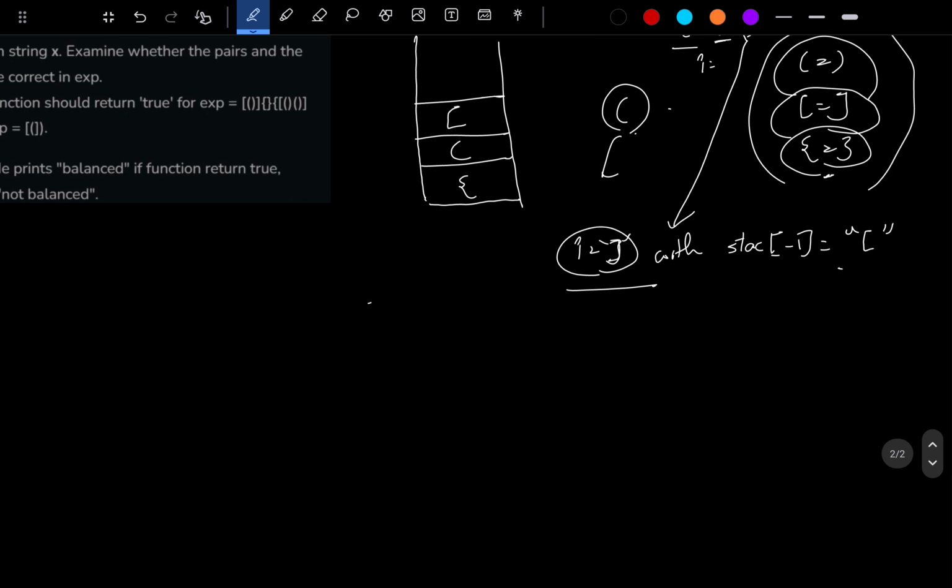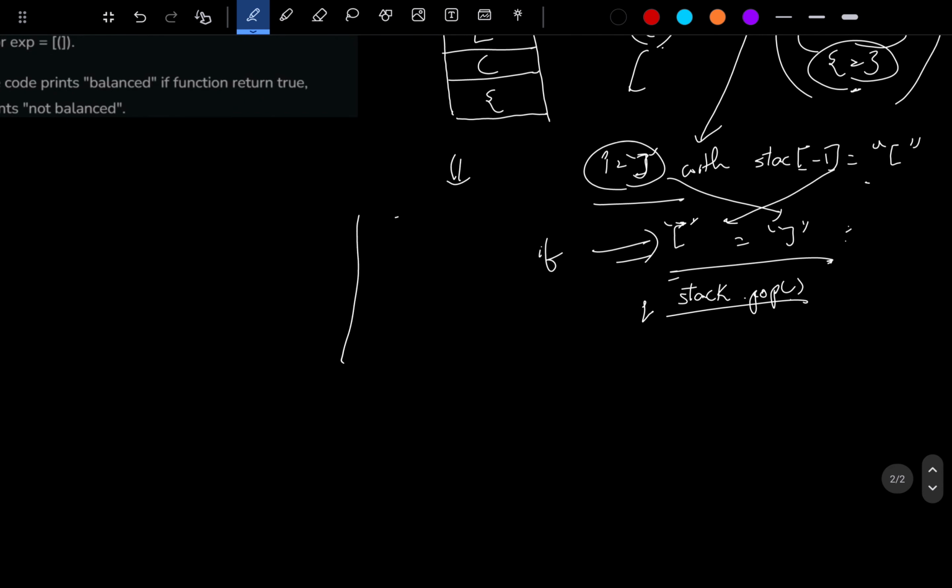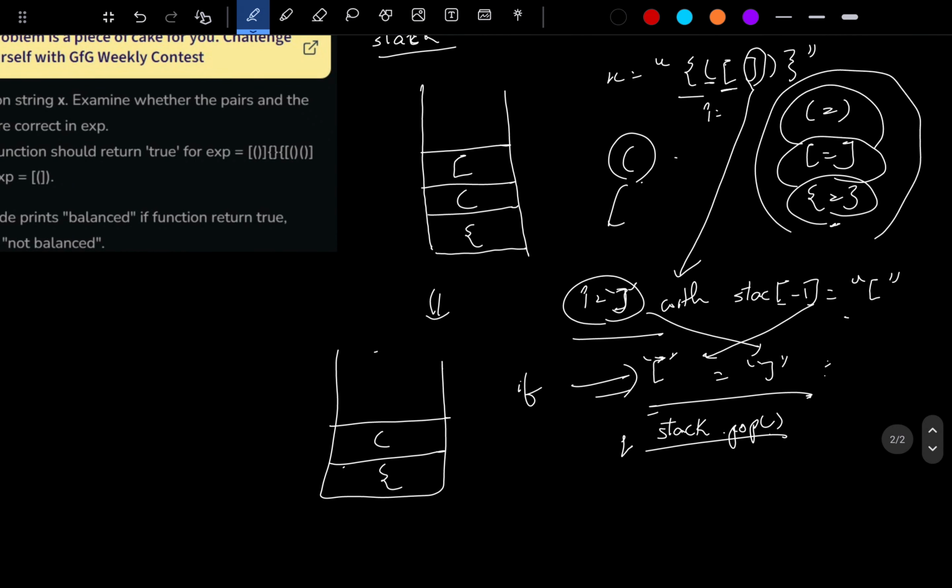Whenever this symbol and this symbol are equivalent, we will keep an if condition that these two are equivalent. If these two are equivalent, we will just pop the top of the stack. Then the stack will be updated as this one, and this symbol is gone.